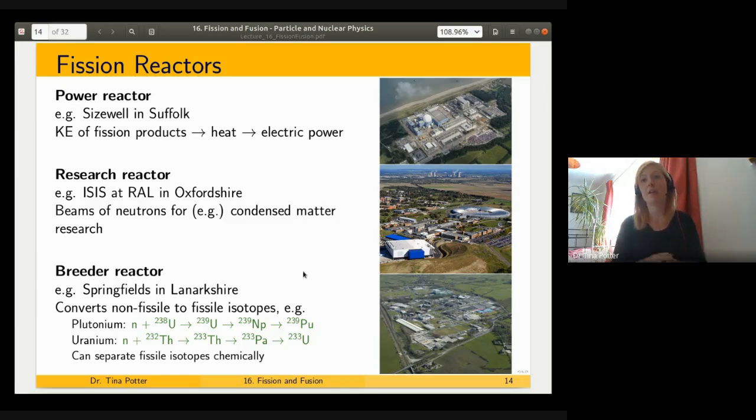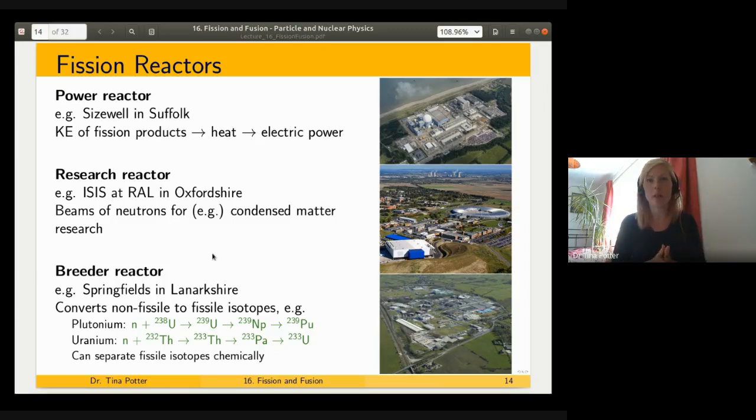So the neutrons that come out are kicked out from fission. The prompt neutrons are really, really helpful there. And finally, we have breeder reactors. There's an example in Lanarkshire. There's Springfields up there, and that's converting typically non-fissile material into fissile materials that we can then use for power reactors, for example.